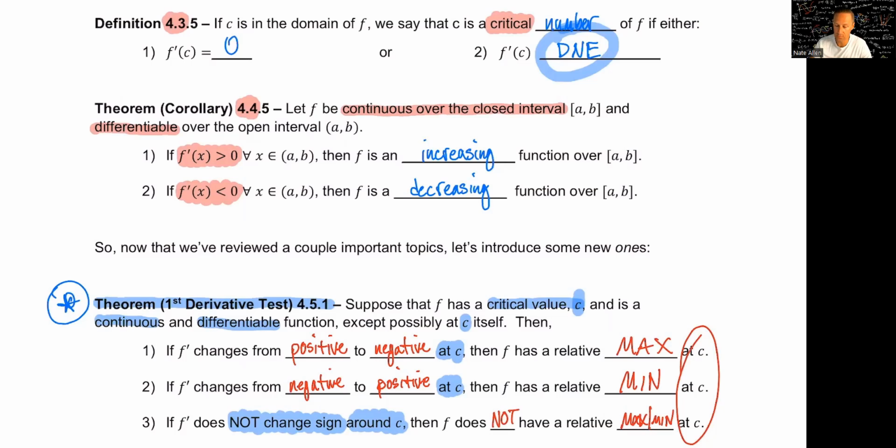So we're going to use the fact that we know how to find those critical values, those places where we have that horizontal tangent, or it does not exist, a vertical.